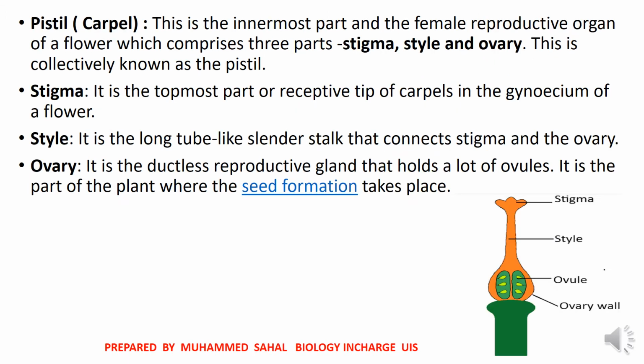Now, look at this diagram. This is the female reproductive organ, called a carpel or pistil. It consists of three parts: stigma, style and ovary. Stigma is the topmost part. Style is the long tube that connects the stigma and the ovary. Ovary is the part that contains a lot of ovules. In this part, the seed formation takes place.